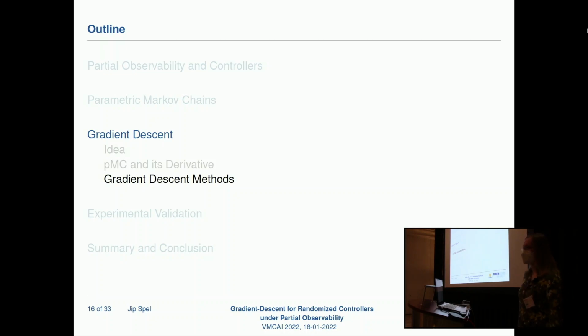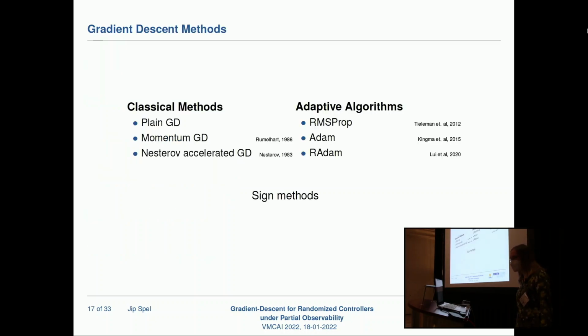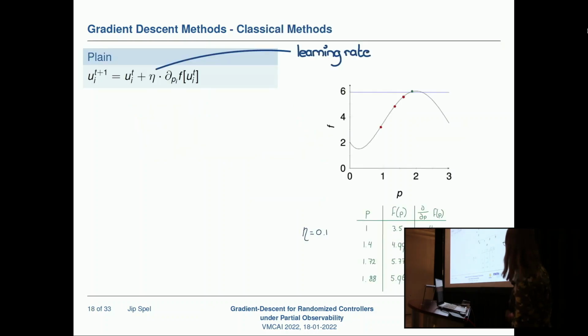Next, we looked into some existing gradient descent methods. We looked into classical methods, which I will explain, some adaptive algorithms, and finally, sign methods. So first of all, the plain method, which is the one we saw in the example before. We just look at our gradient, and we have some learning rate, in our case 0.1. We just update our parameter at each round, and you will get this figure.